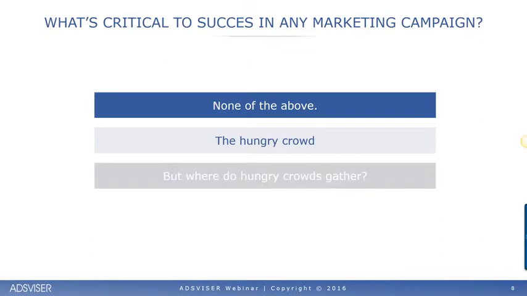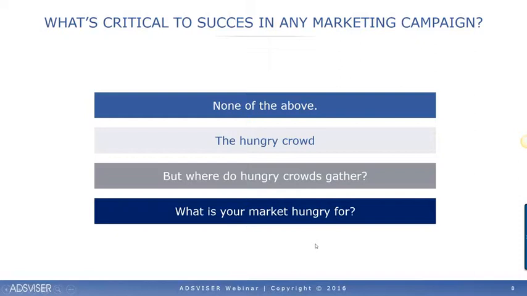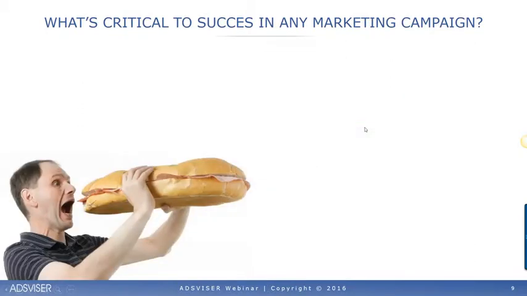So we know that we need to find a hungry crowd. But where do the hungry crowds gather? Where do they all hang out? And what is your market hungry for? In the dating game, a lot of dating experts say that you need to go to the supermarkets to try and find women, or in another example, sports or clubs, or, Sharon Roble says, food courts and Costco. So we need to try and find the hungry crowd, and that's why we are here today.